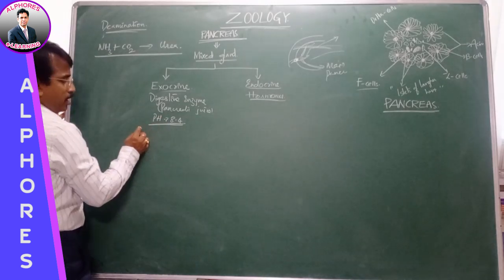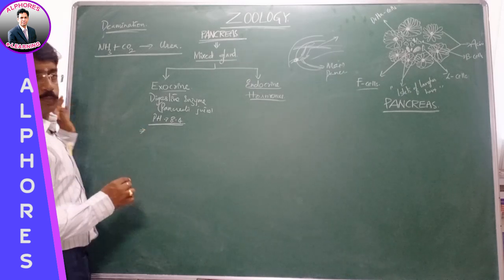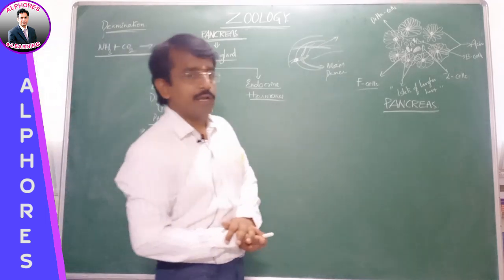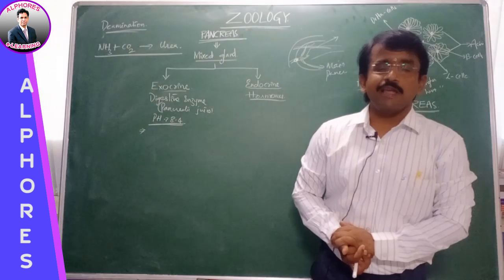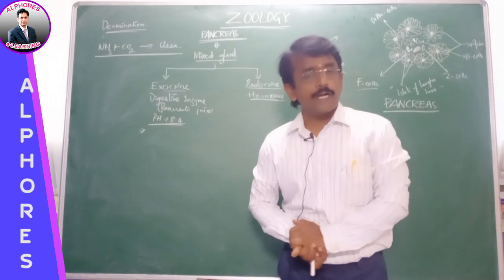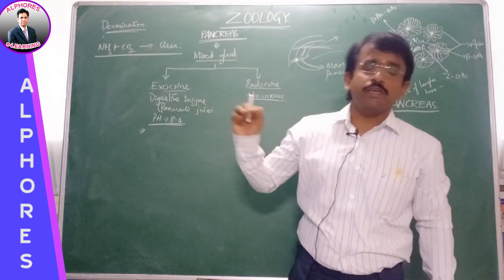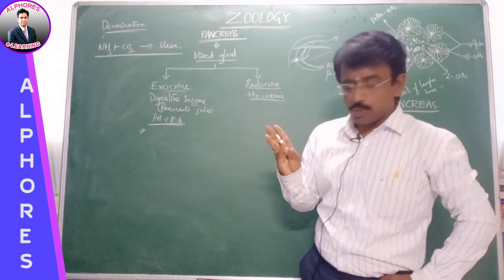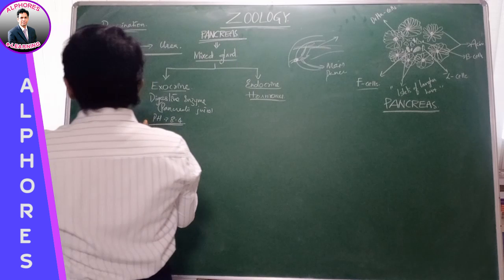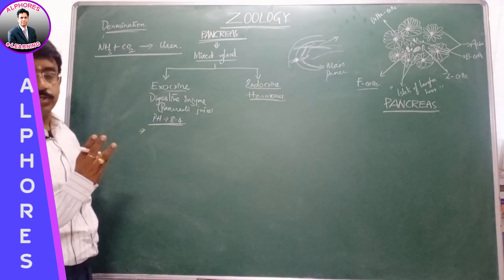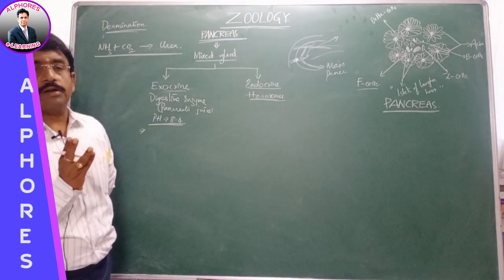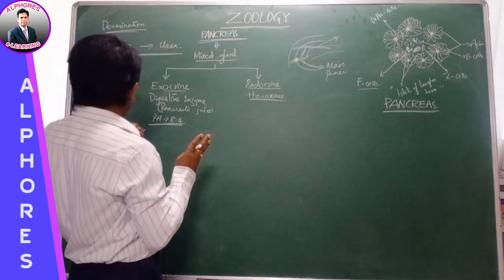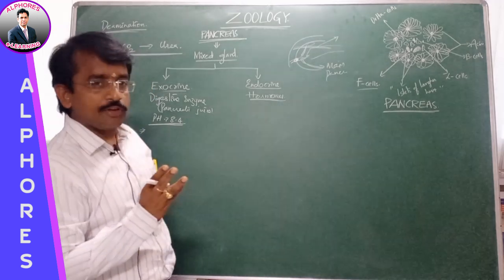Enzymes of the pancreatic juice: per day, about 500 to 800 ml of pancreatic juice is secreted. This includes the enzymes trypsinogen, chymotrypsinogen, and pancreatic lipase, also named steapsin. Pancreatic lipase is said to be steapsin.